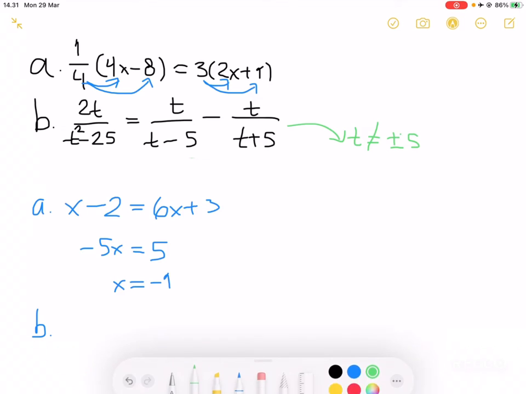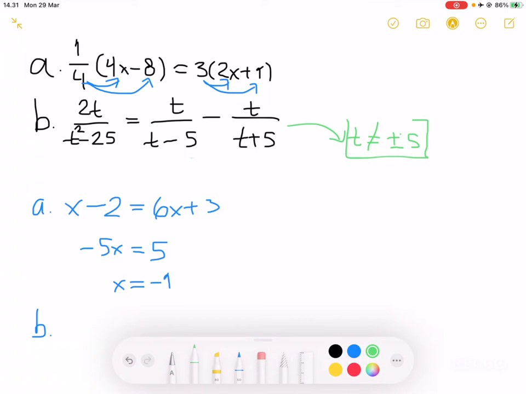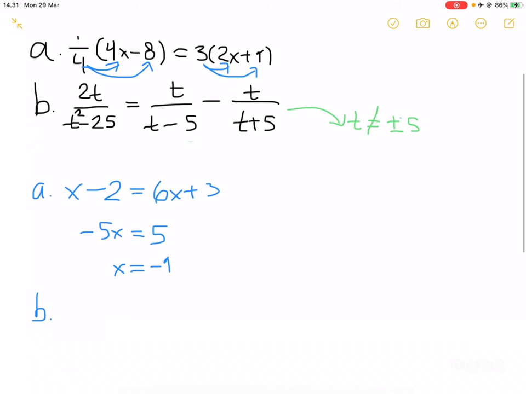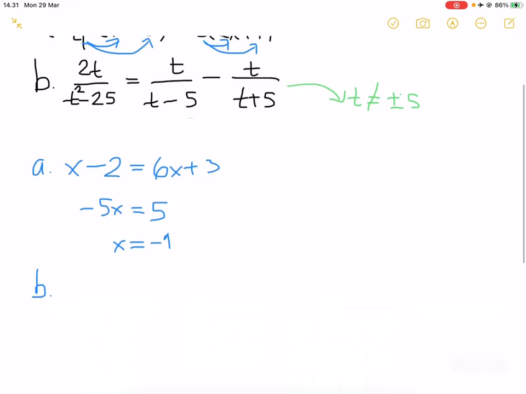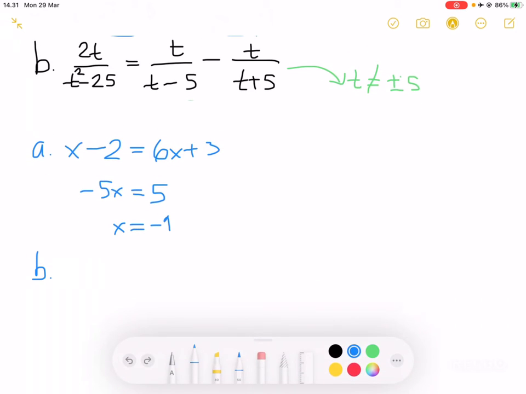After you find out the disallowed values for t, well, you can just work things out normally as you do normally. So I'll just multiply both sides by t squared minus 25 to get rid of the denominators. So the left hand side will be just 2t. On the right hand side it will be t times t plus 5 minus t times t minus 5. After you multiply that by t squared minus 25.